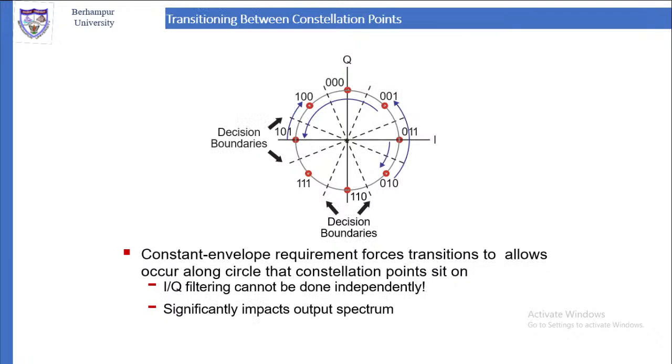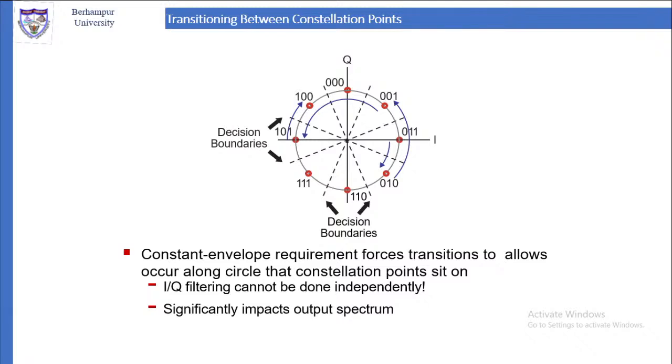Now let us consider the transition between the constellation points. Constellation points are in different sectors. Now if the constellation point transits from one point to another, how does that occur? Look at this figure. The constant envelope requirement will force the transition to occur along the circle, because the envelope is constant. So it is only in the phase. So it has to occur along the circle on which the constellation point sits.